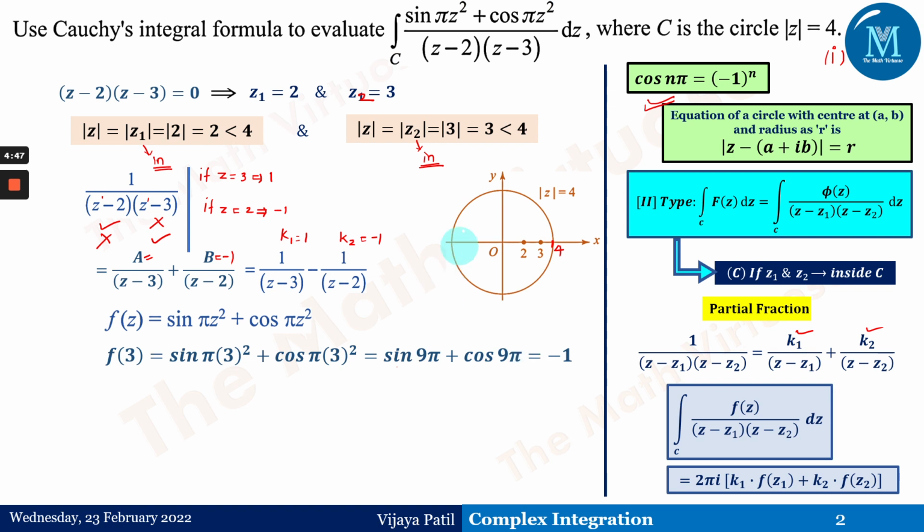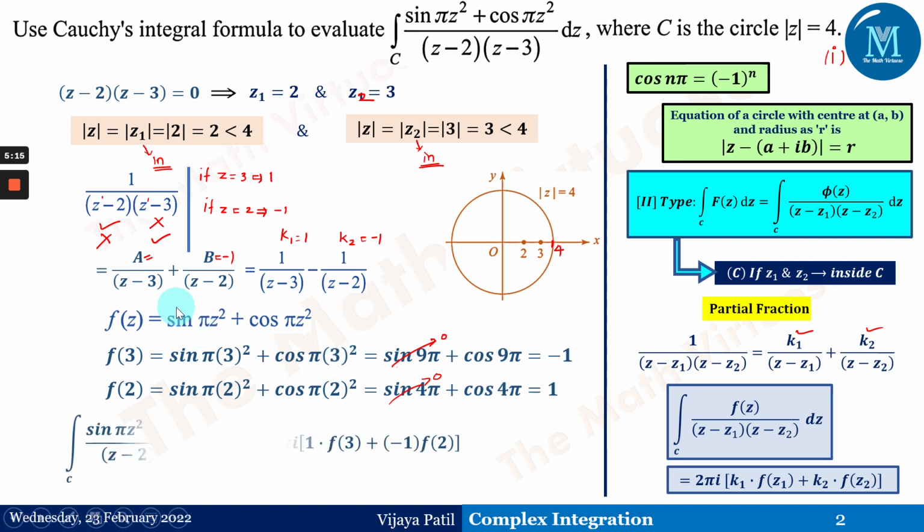After replacing z by 3, we are getting sine of 9 pi plus cos of 9 pi is equals to minus 1, and that is because of this fact, that is cos of n pi is minus 1 to the power n. Sine of 9 pi will move to 0, but cos of 9 pi is nothing but minus 1 to the power n. N is 9 in this case, so we are going to get it as minus 1. Same way we are going to go ahead with f of 2, that is sine of pi 2 square plus cos of pi 2 square, that is this. Again this sine of 4 pi is going to be 0 and cos of 4 pi is nothing but minus 1 to the power 4, that is plus 1.